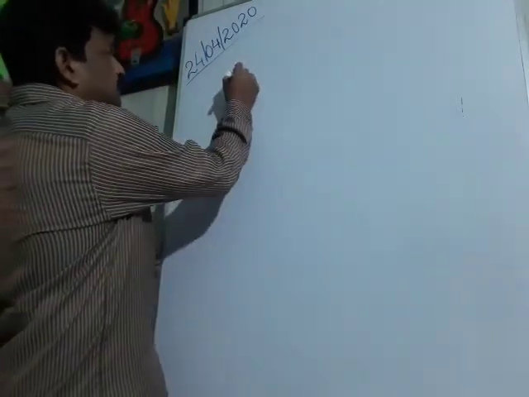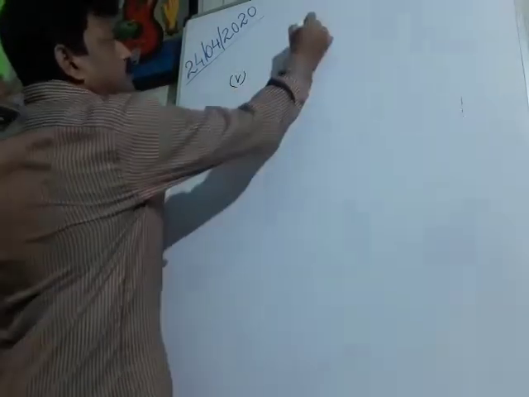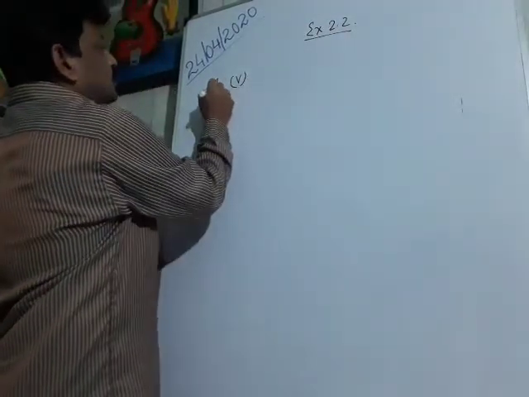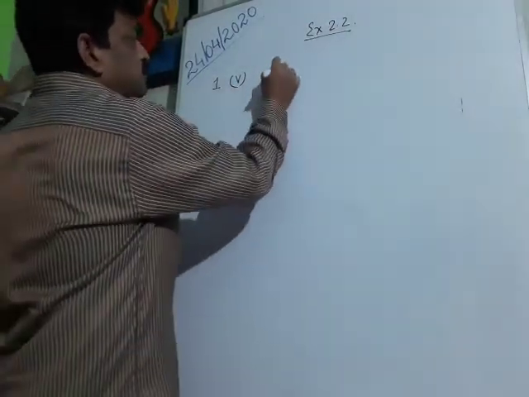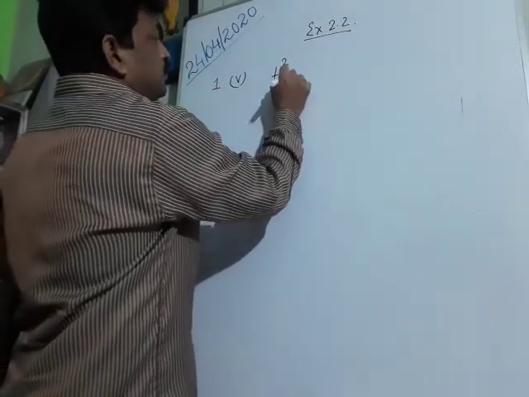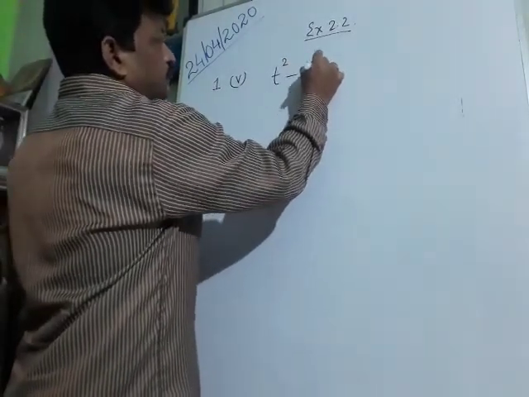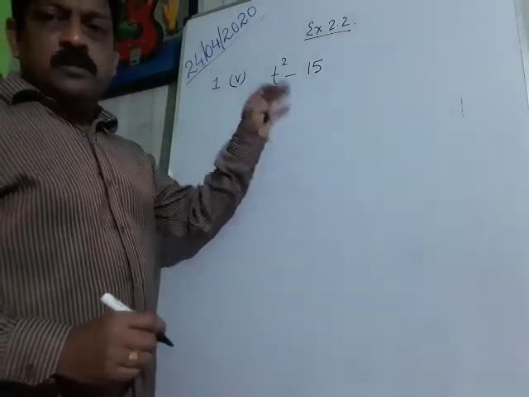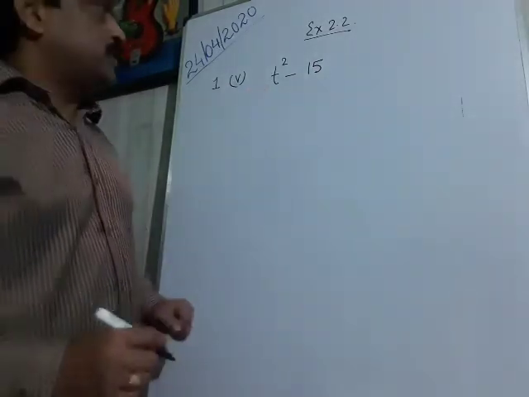See this one. This is exercise 2.2, question number 1, Roman 5. It is given that the polynomial is t square minus 15. We have to find the zeros and we have to establish the relationship between the zeros and the coefficients.